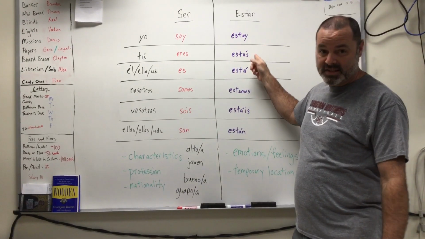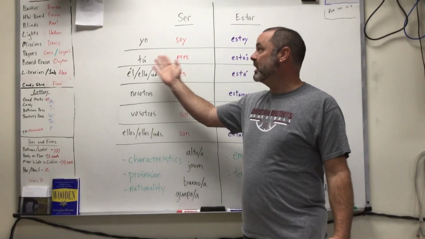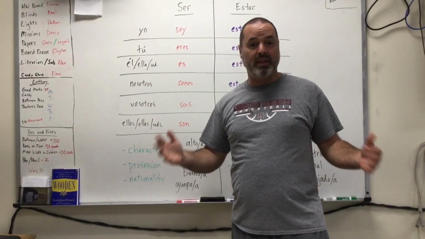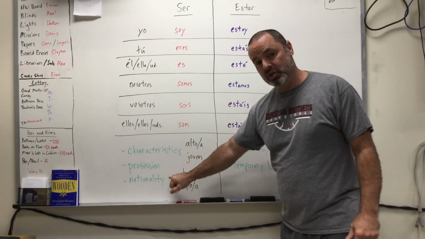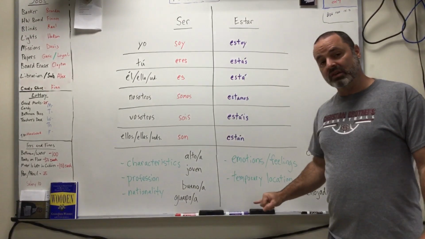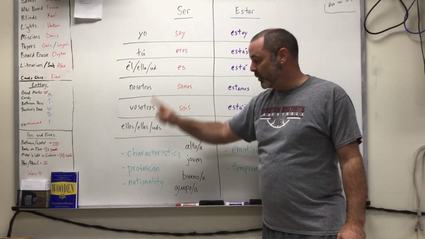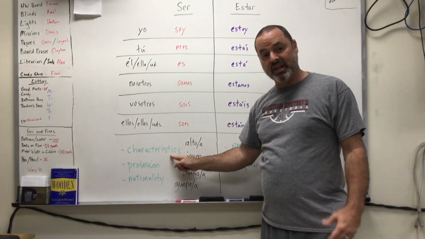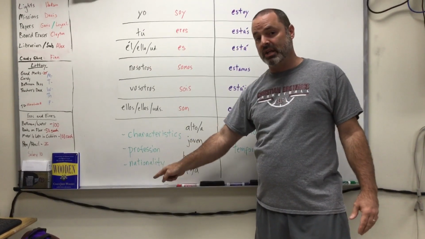¿Cómo estás? Estoy bien. Now, the big difference between these two: they both mean the same thing. They're both the verb to be. The difference is when you would use them. It would be a particular situation. So we use ser when we're talking about characteristics that are semi-permanent or somebody's profession or nationality.